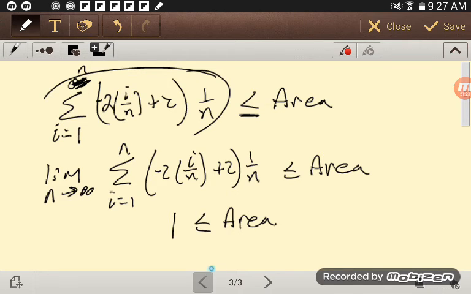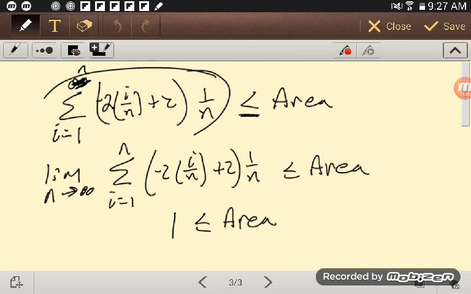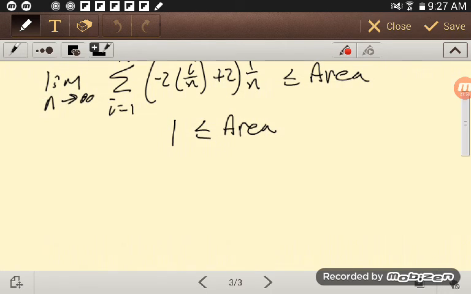Now actually, if we run back here, this is what we started with. The area is 1. And so using our calculus with the limit process, we were able to get a lower bound on the area of 1 using this summation technique and then knowing how to do limits. Well, upper bound.